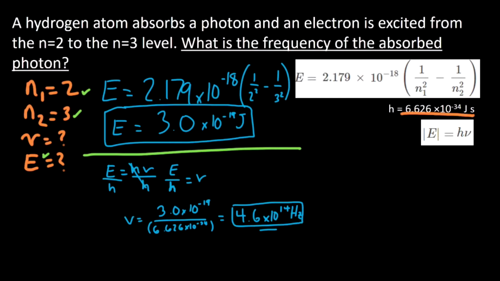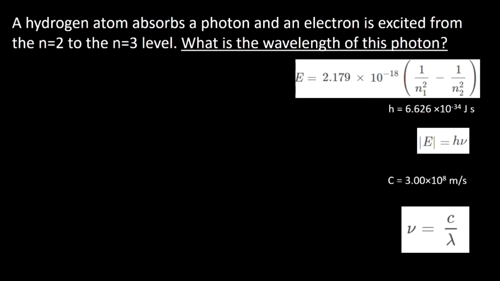Okay, the last thing we want to do is go from frequency to wavelength. And so this says a hydrogen atom absorbs a photon and an electron is excited from the n equals 2 to the n equals 3 level. That's the same exact problem we had last time. And so remember, we ended then with our frequency of 4.6 times 10 to the 14th hertz. So we're going to start there.